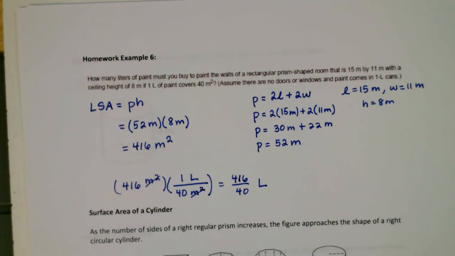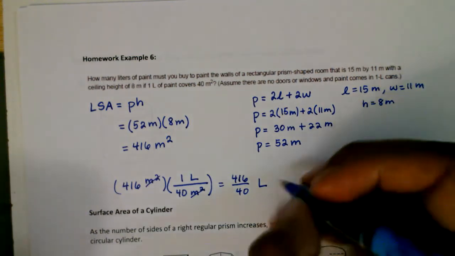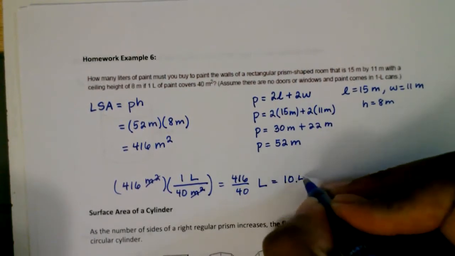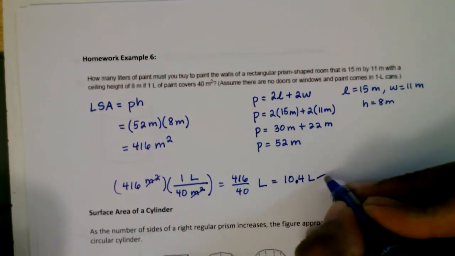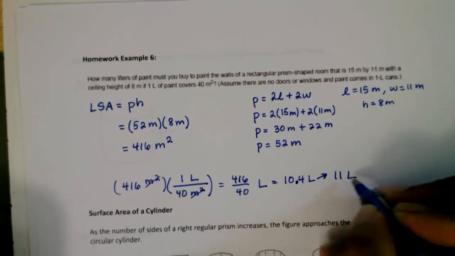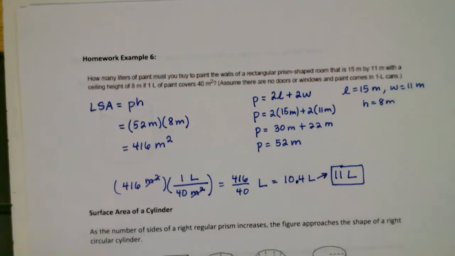And let's say I want to round up to the nearest whole number. So if I do 416 divided by 40, it's going to give me 10.4. But rounded up to the nearest whole number, it will have to be 11 liters. So I would need 11 liters of paint to paint the walls of a rectangular prism-shaped room that's 15 meters by 11 meters with a ceiling height of 8 meters.